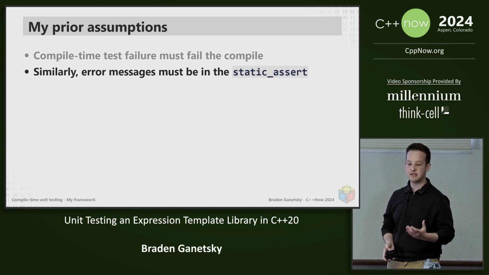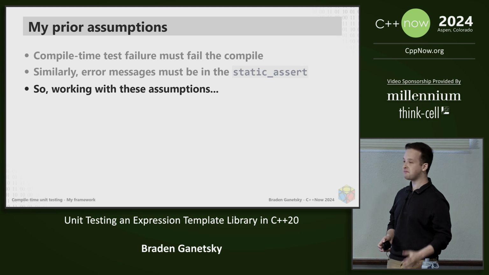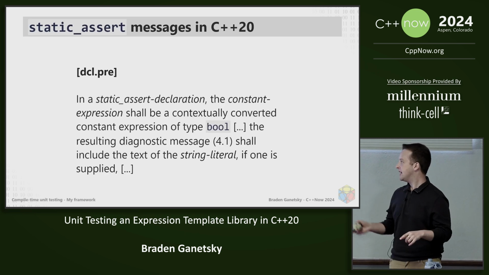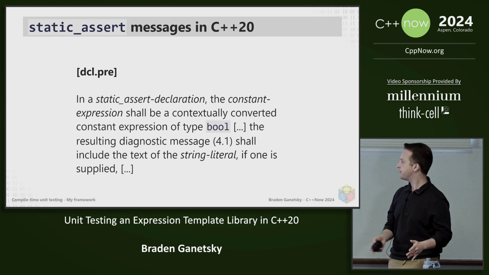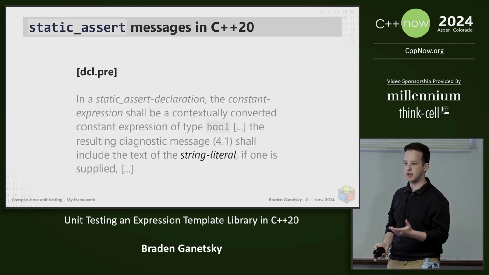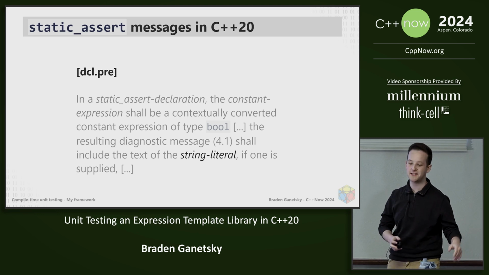And similarly, because I thought a compile time test failure must fail to compile, I thought the error messages must be in a static assert, which makes sense. That's how you report a compile time failure. So working with these assumptions, here's from the standard. This is about static asserts. Notice that it says string literal. So a static assert message must be a string literal in C++20. That's an allusion to something I'm going to talk about later.